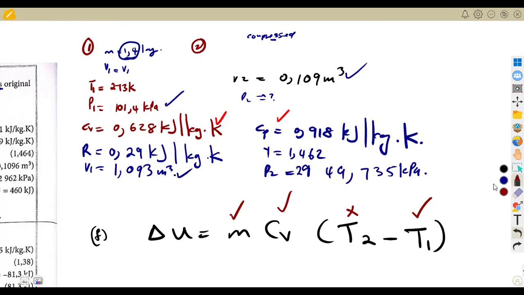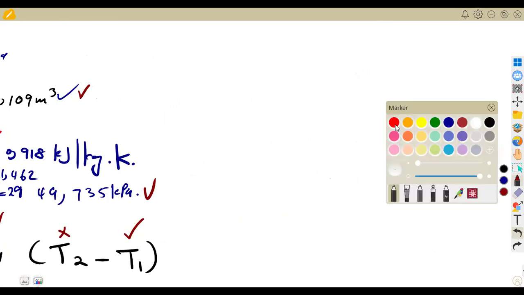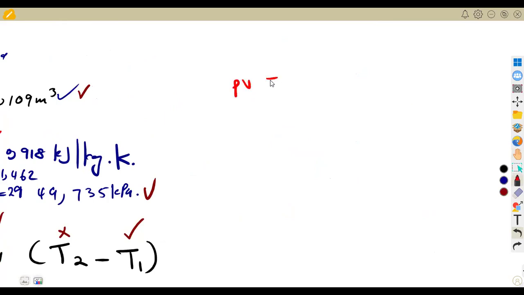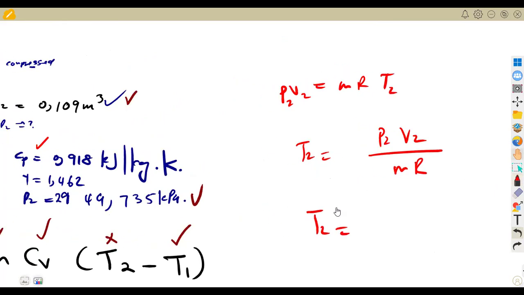Remember, we calculated the pressure. We have V2, we have R. So we can use the PV formula. PV is equal to mRT. Remember, PV is equal to mRT. This is 2, 2, this is going to be 2. So we need T2 there. You can just divide by mR. So T2 is equal to P2 V2 over mR.